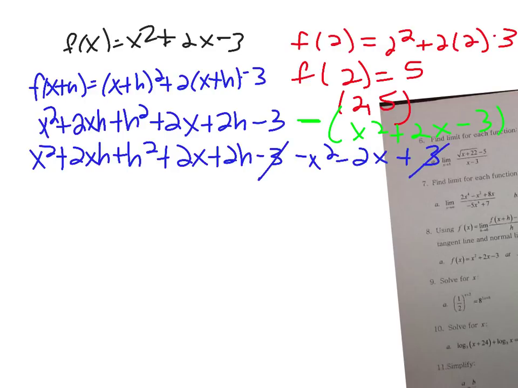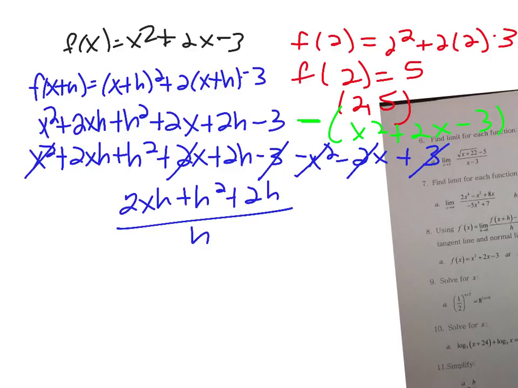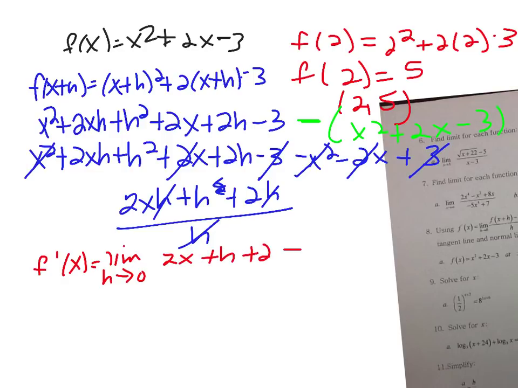So 3 and negative 3 cancel. Negative 2x and 2x cancel. Negative x squared and positive x squared cancel. So I'm left with 2xh plus h squared plus 2h over h. So I reduce that there. So now my derivative, f prime of x, is equal to the limit as h approaches 0 of 2x plus h plus 2. Plug in 0 for h, so it's 2x plus 0 plus 2. So my derivative is equal to 2x plus 2.